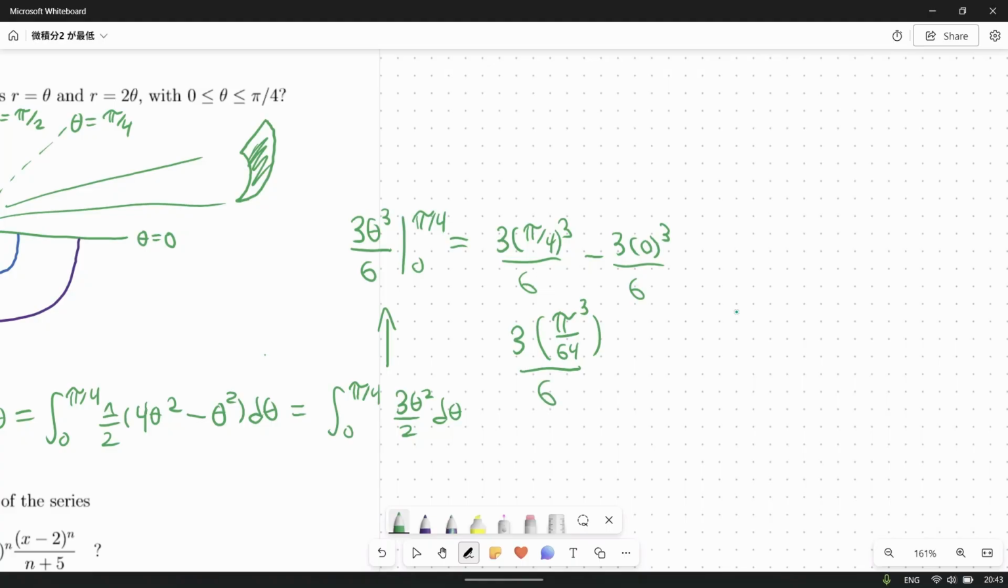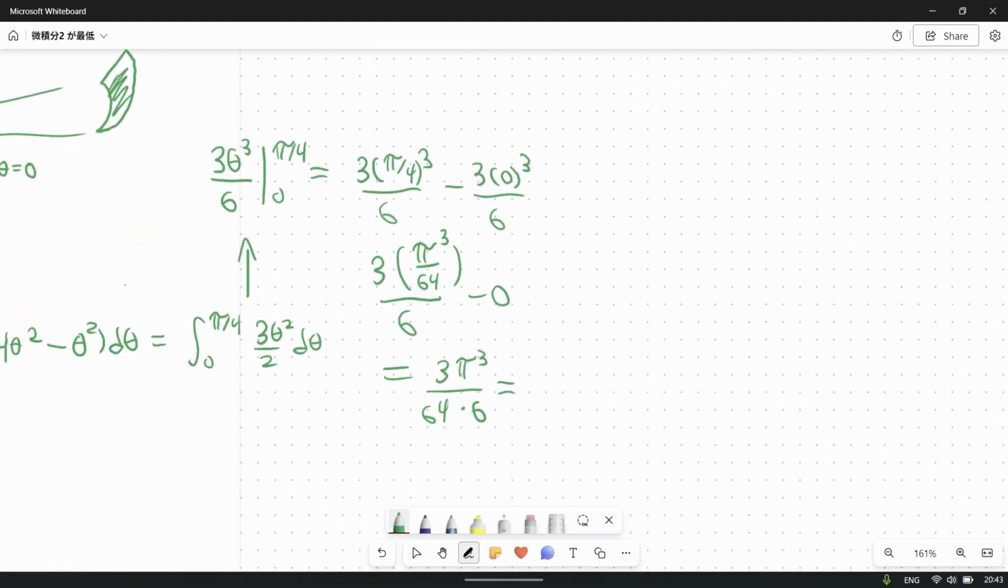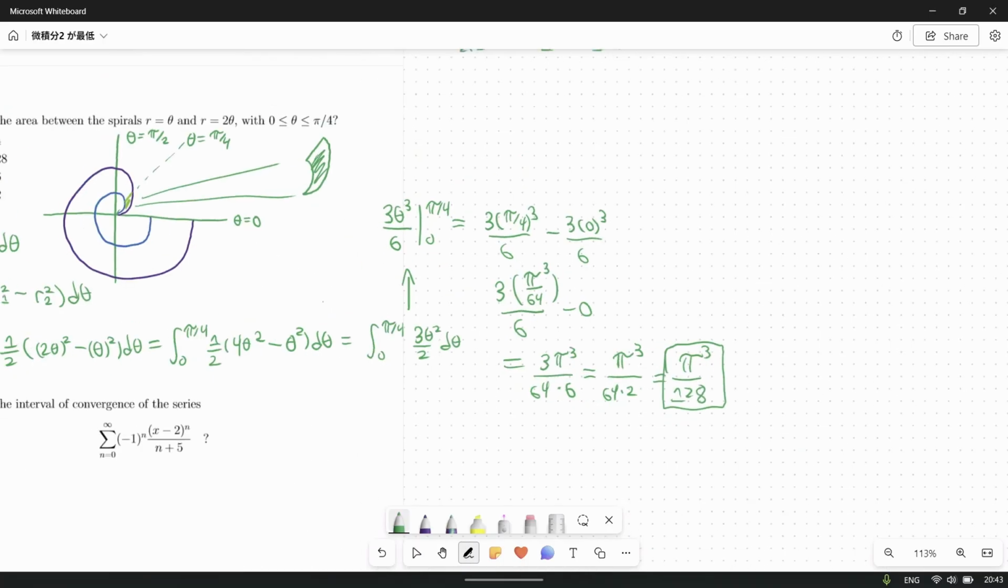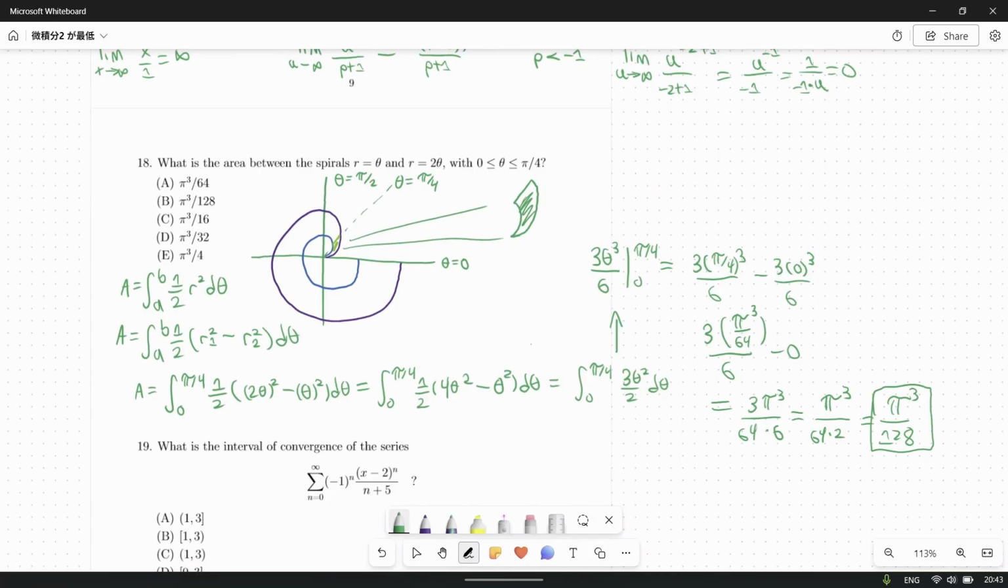And so this is ultimately going to turn into 3 times pi cubed over 64 over 6, minus 0, which would simplify to 3 pi cubed over 64 times 6. And then this can simplify to pi cubed over 64 times 2, which is going to ultimately equal pi cubed over 128. And so this would be the area between the two spiral curves. Matching that up with our answer choices, the answer to this question would be B.